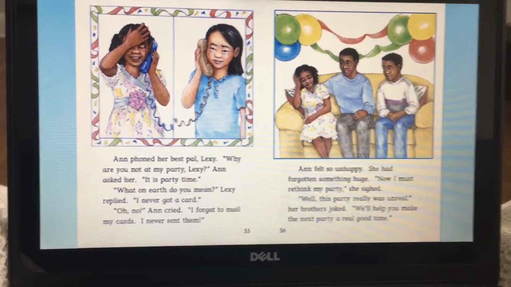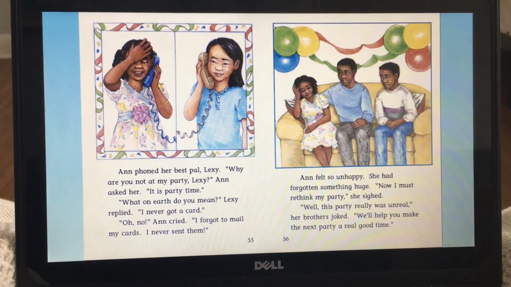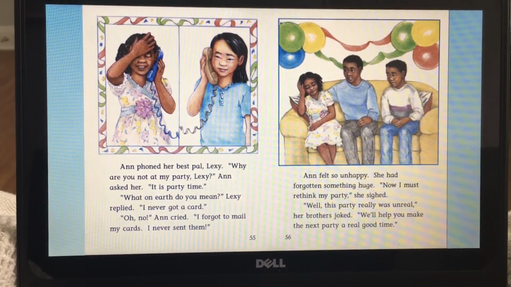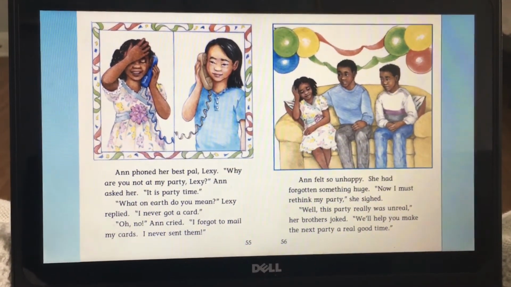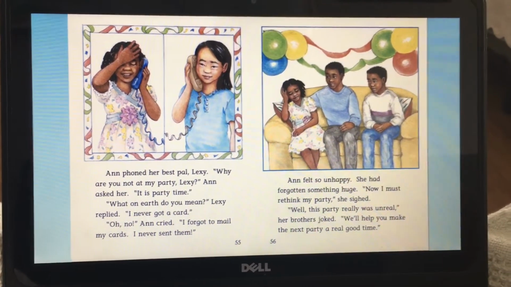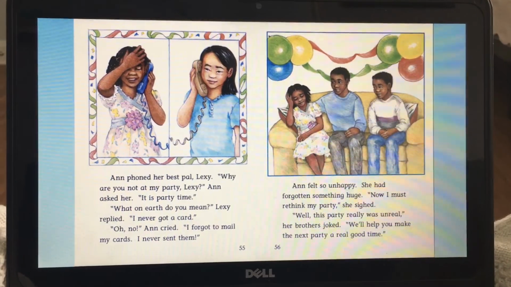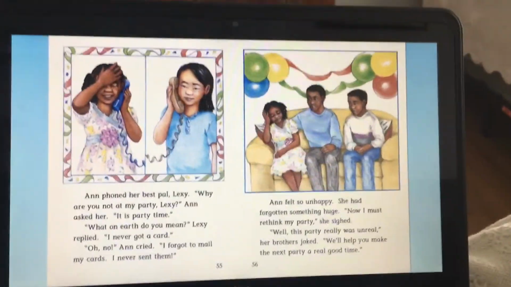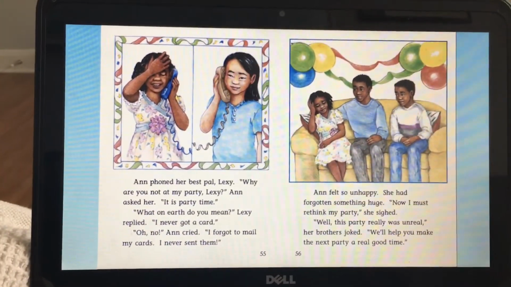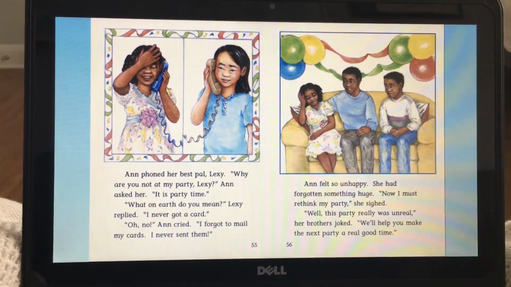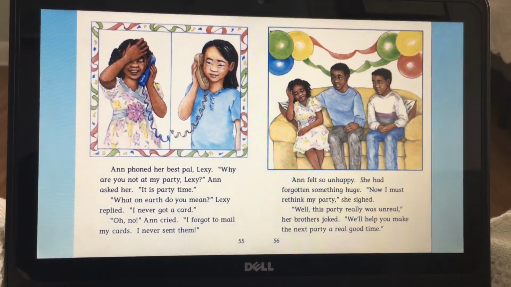Now what I want you to do is to go back either on this page or one of the pages before that we read and see if you can find any words that have prefixes in them. So now would be a good time to pause the video and go back and look to see what prefixes you can find.